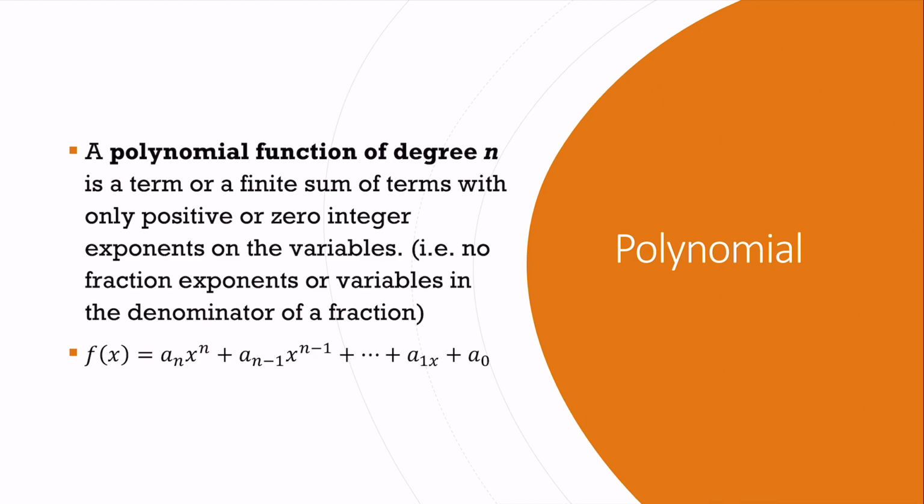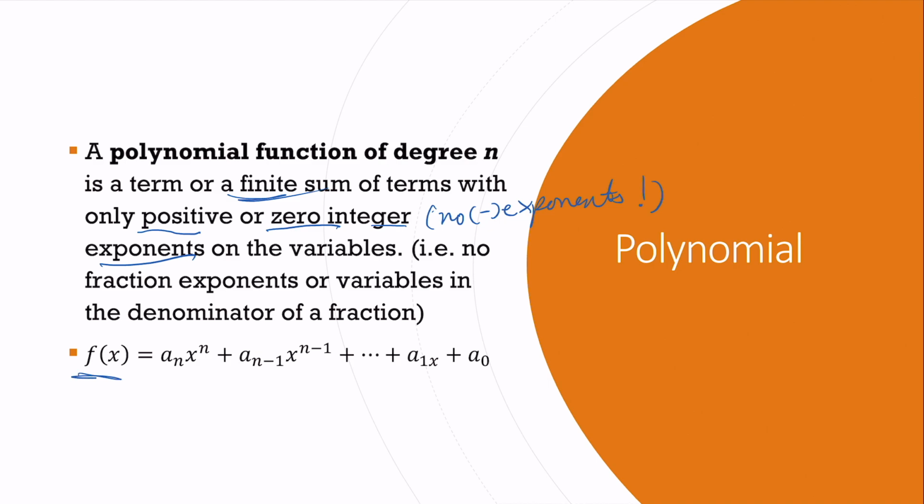So a polynomial function of degree n is a term or a finite sum of terms, finite just meaning countable, right? I could count them, with only positive or zero exponents. So no negative exponents, or exponents that are fractions. That's something we won't deal with in this class, but that can happen.